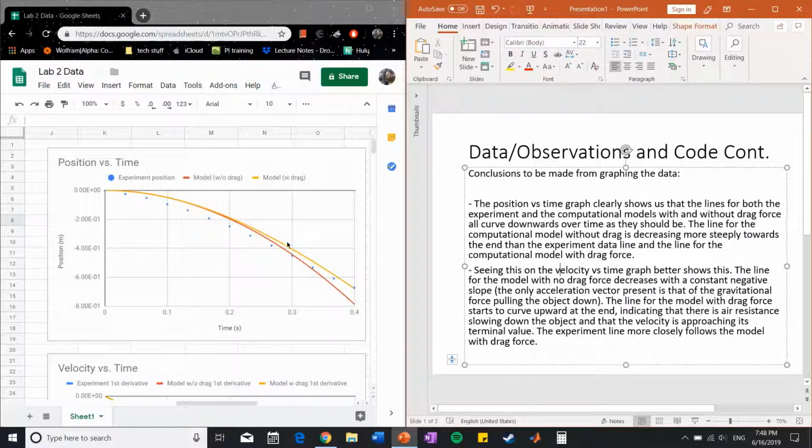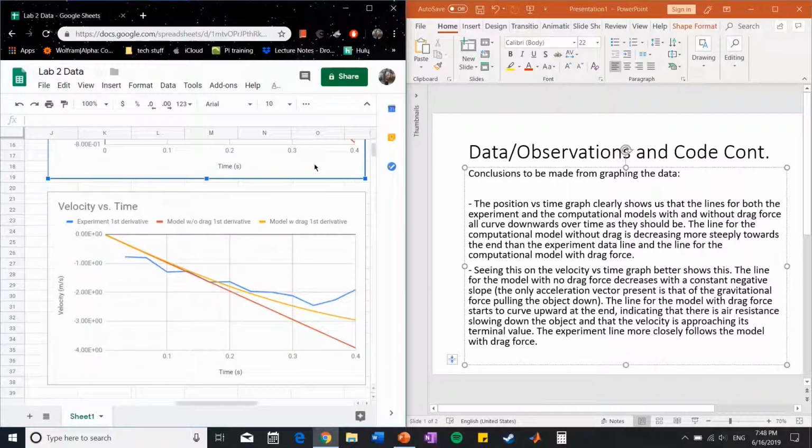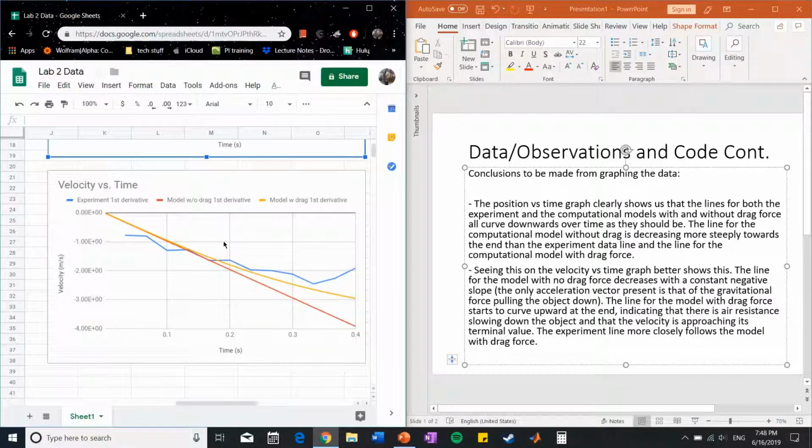Seeing this on the velocity versus time graph better shows this. If I scroll down right here, the line for the model with no drag force, this red line, decreases with a constant negative slope. The only acceleration vector present for the red line is that of the gravitational force pulling the object down. The line for the model with the drag force starts to curve upwards at the end, indicating that there is air resistance slowing down the object and that the velocity is approaching its terminal value. The experiment line more closely follows the model with the drag force.